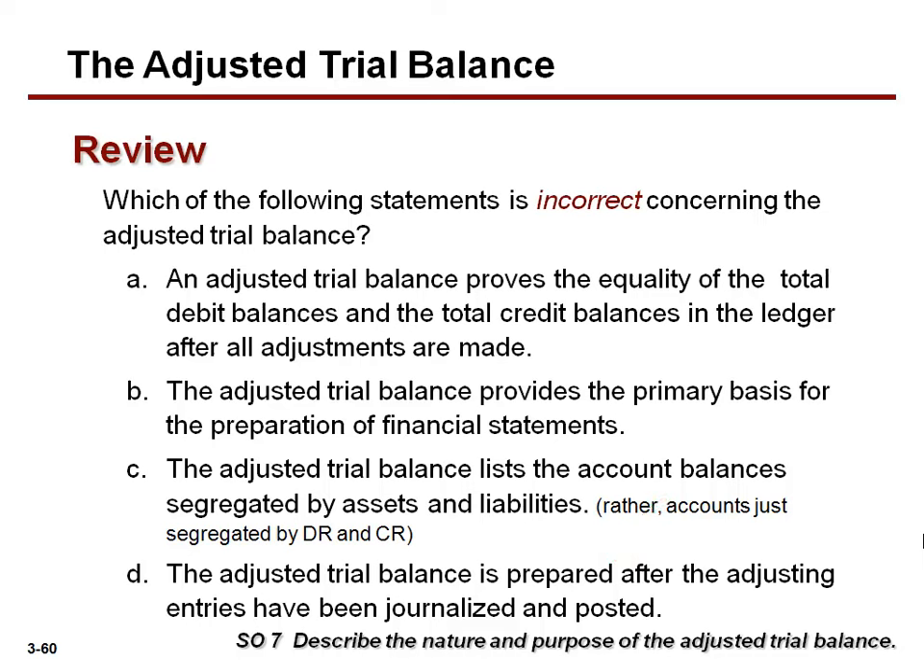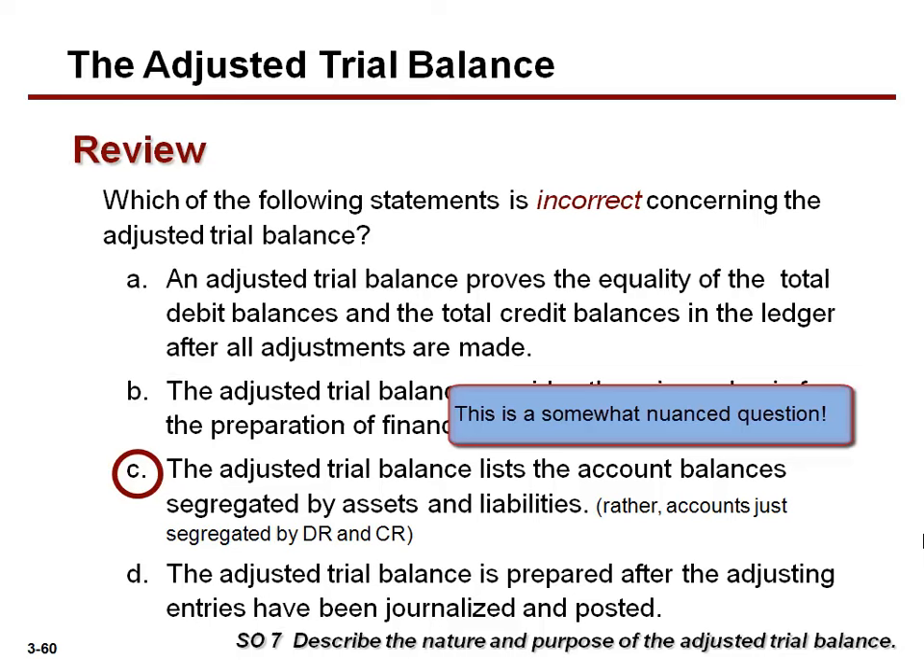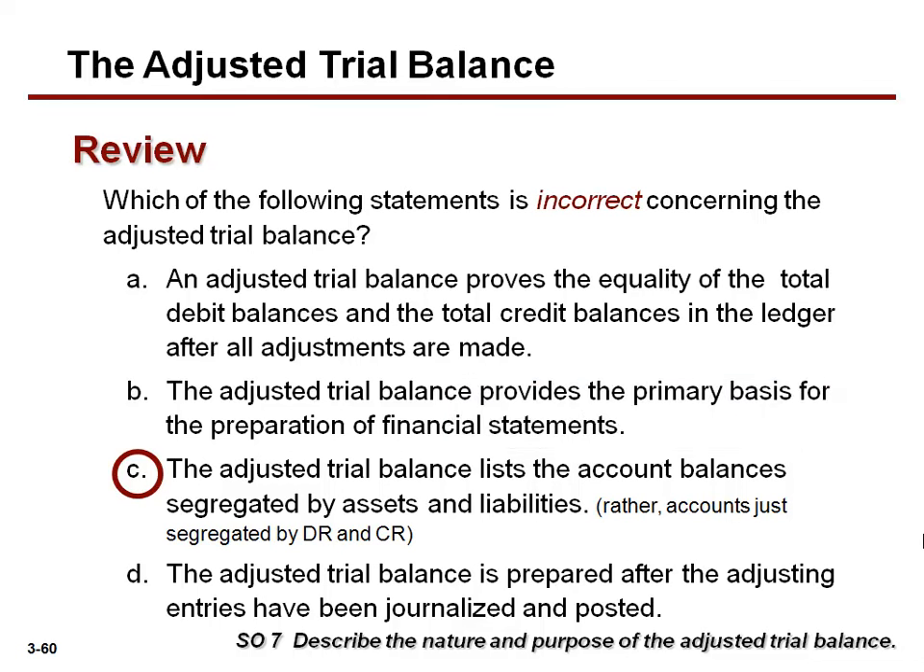The adjusted trial balance lists the account balances segregated by assets and liabilities. They're not totally segregated, they're just listing accounts. The segregation is by debit and credit, not by all the asset accounts being together and all liability accounts being together. Prime example is our accumulated depreciation account for equipment. That's under the credit column, but it is an asset account.